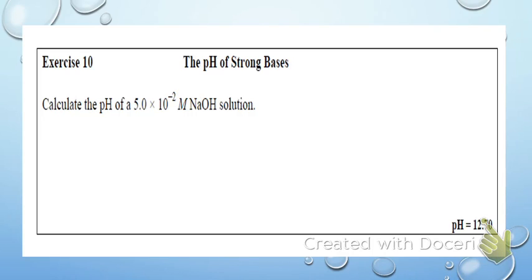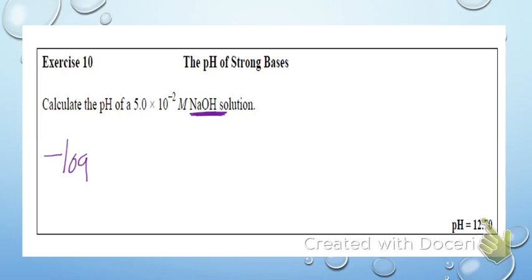Okay, so calculate the pH of a 5 times 10 to the negative 2 molar solution of sodium hydroxide. Okay, so if I take the negative log of that number, I don't have pH, do I? No, I have pOH, so I need to circle that right away when you see that so you don't accidentally just take the negative log and say I'm done with the problem.